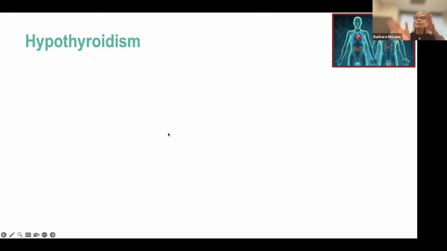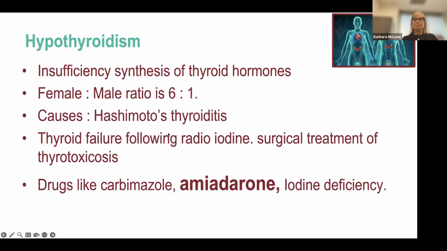Okay, now let's go to the other side, hypothyroidism. In hypothyroidism, that's really the inefficient or insufficient synthesis of thyroid hormone. And again, more common in women than in men. The most common cause in women is Hashimoto's thyroiditis. It's an inflammation of the thyroid gland that causes a reduction in the efficiency of the thyroid gland.